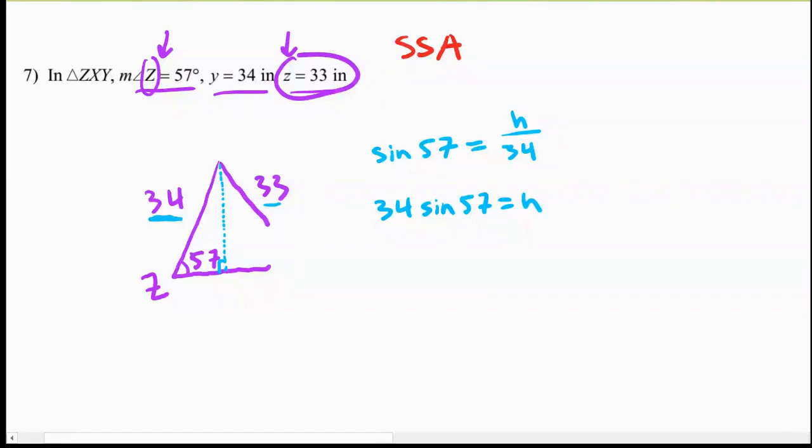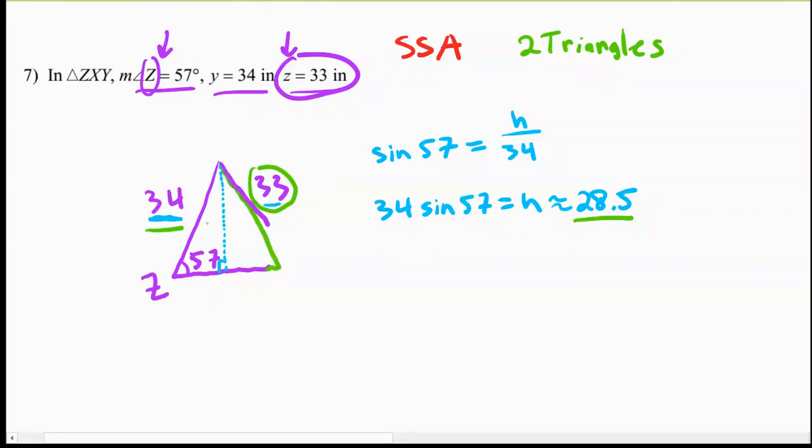Now I'm going to go ahead and plug that into a calculator. 34 times sine of 57. And I get my height of about 28.5. So in this case, my opposite side is between my height and the adjacent side, which is where we find that there are two possible triangles created. One where we're on this side of the height, and one where it's on this side of the height. Two possible triangles.